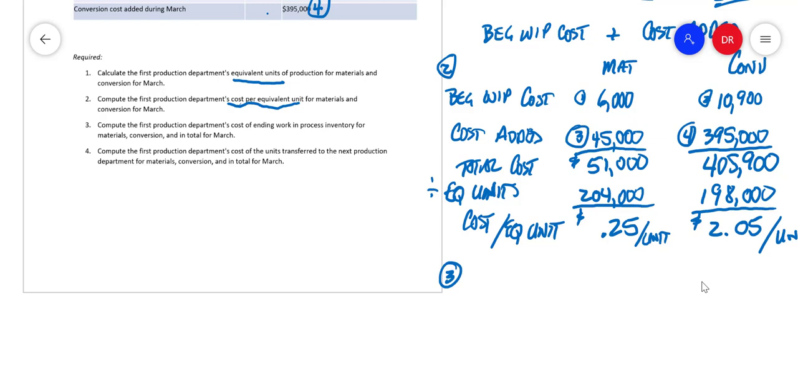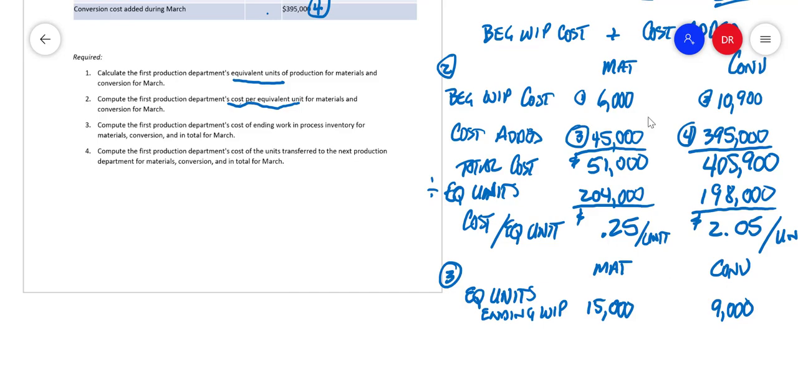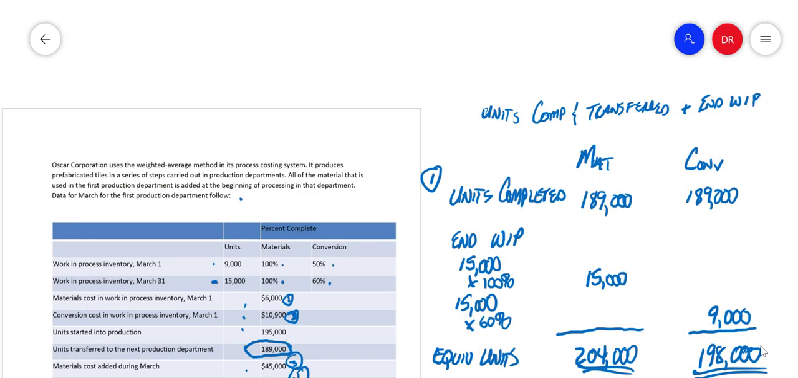What were the equivalent units? So we're going to have, again, materials and conversion. We start with equivalent units and ending work in process. All right. So we have for materials 15,000 units. For conversion, we have 9,000. This is just what was in ending work in process. So that's basically these numbers right here.